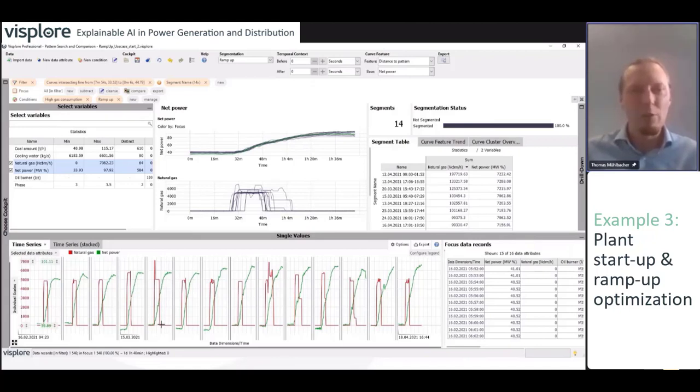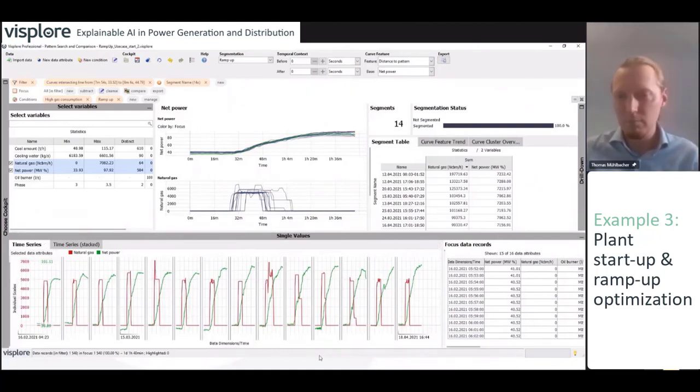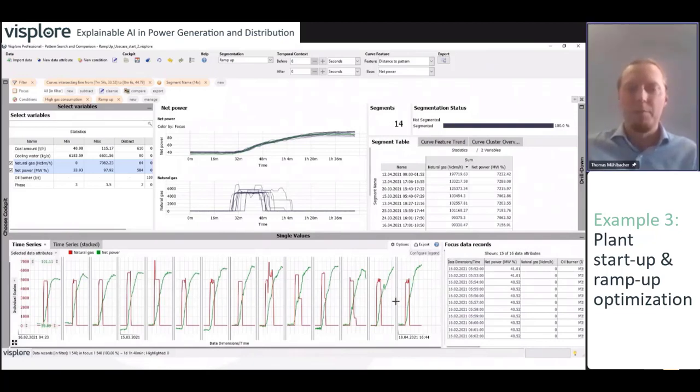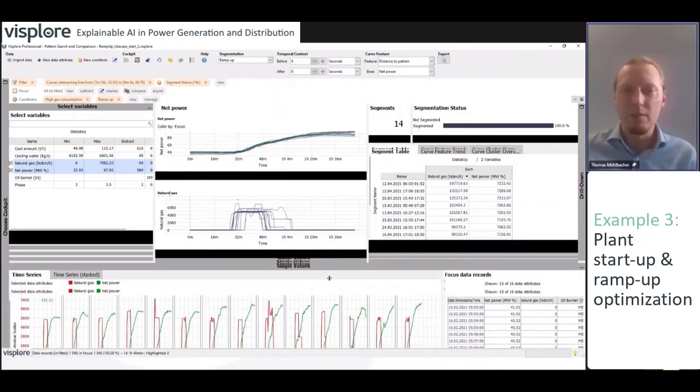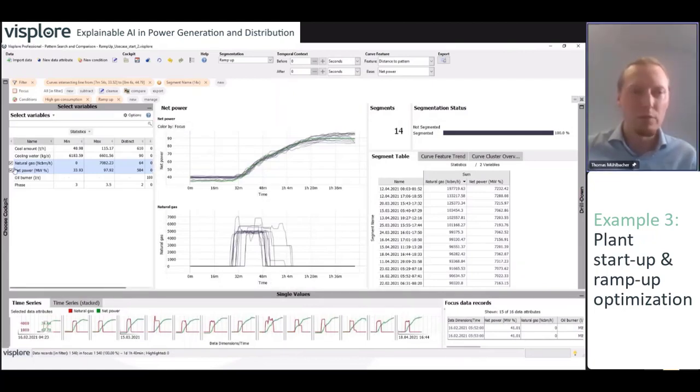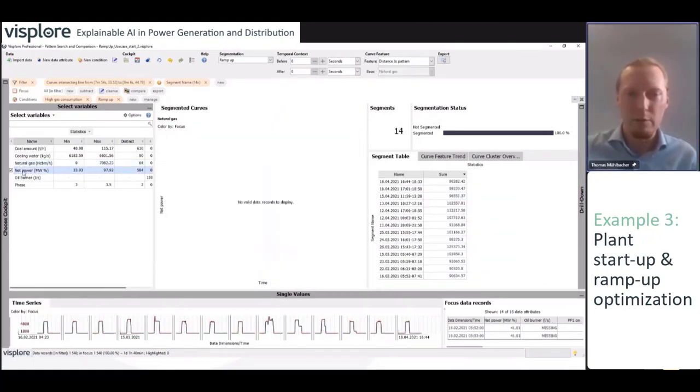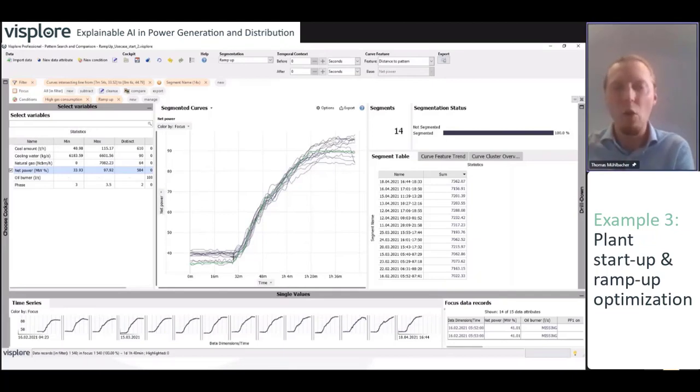Now the users actually already like this visualization down here as a basis for discussion, because also the shape of this red gas curve tells a story to them. We also see here in this curve view up here, we focus on the net power, that not all of these ramp ups are actually the same. Yeah, there are still some clusters in here.